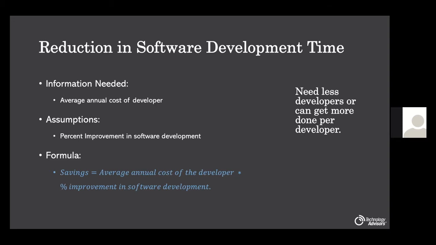Software reduction time is pretty straightforward. It's the cost of the developer times the percent of the improvement. We're making an assumption that one of two things is going to happen. Either we're going to develop more with the same number of developers, or I need fewer developers. If I'm assuming fewer developers, my savings is really the cost of a developer times how much I can improve based on the fact that I'm using a low code tool. So if I can do 3 times the work, I need two fewer developers, so to speak. And that's reflected in this cost savings analysis.